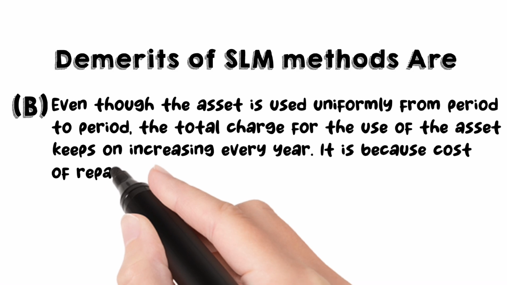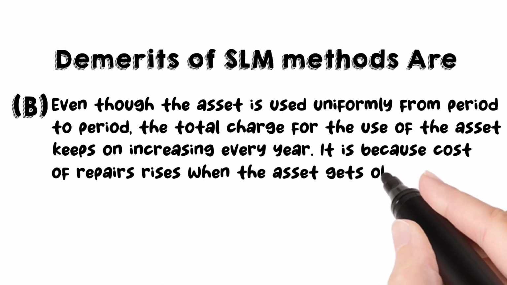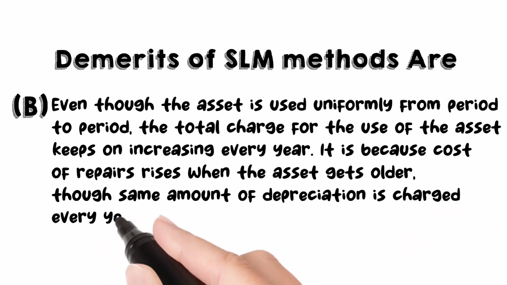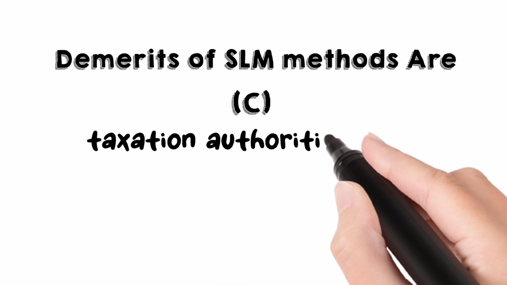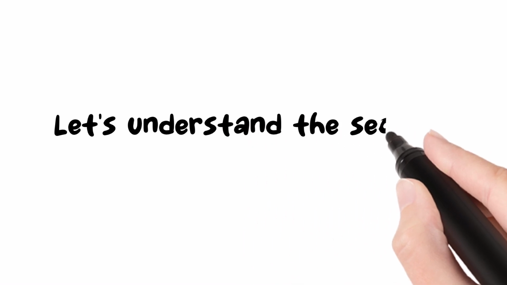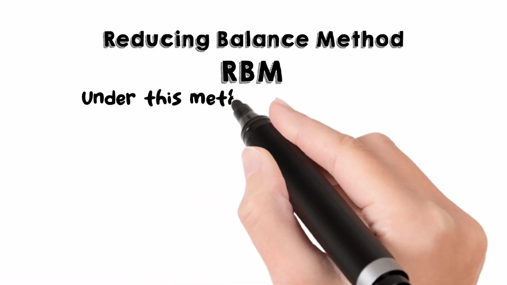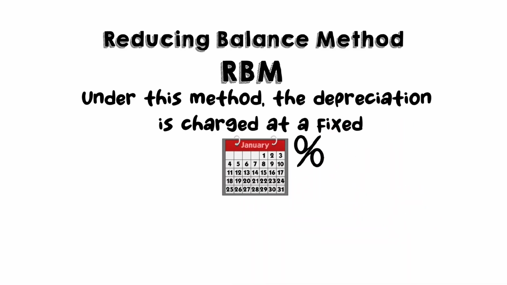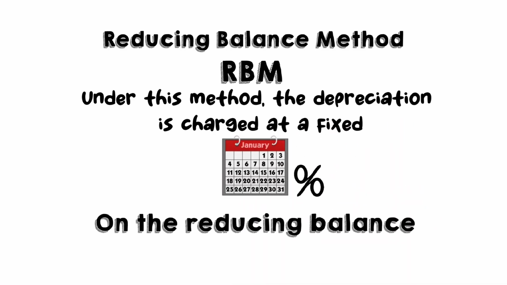It is because cost of repairs rises when the asset gets older, though same amount of depreciation is charged every year. And C. Taxation authorities prefer RBM. Let's understand the second method, that is, reducing balance method, RBM. Under this method, the depreciation is charged at a fixed annual rate on the reducing balance, cost less depreciation.